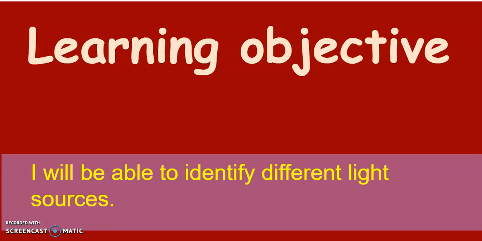Okay, where do you think light comes from? I want you to have a think. Where do you think light comes from? I'll count to 5. 1, 2, 3, 4, 5. Now, write your answer and follow me. Your learning objective for this lesson will make you able to identify different light sources.